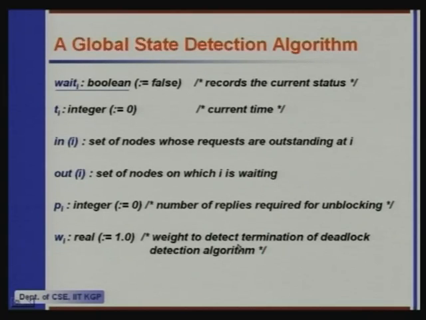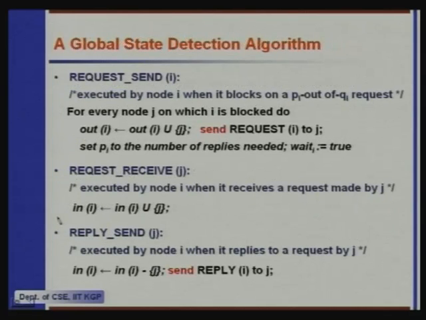Is this clear? What we need to remember from this is the status of the process in terms of wait i, whether it is blocked or not blocked. We need to remember that in i is the set of inward dependencies, out i is the set of outward dependencies, and Pi is the number of resources that we want. So it is also the number of replies that we need for unblocking.